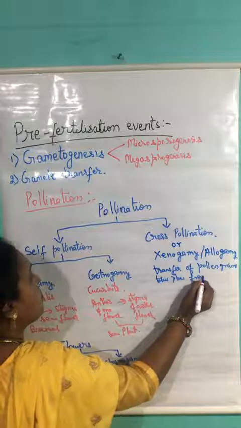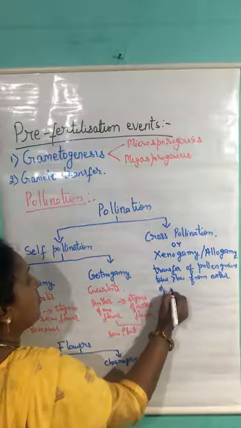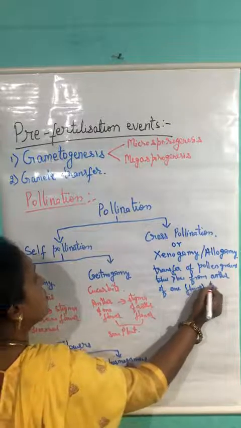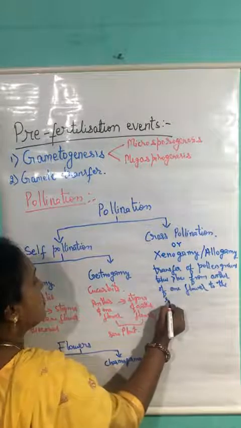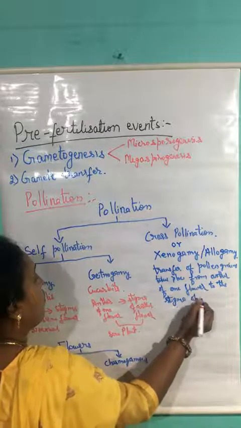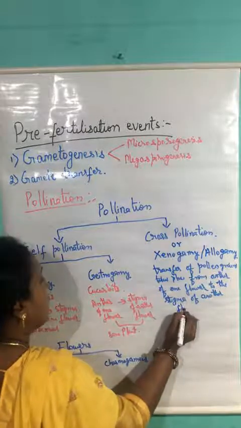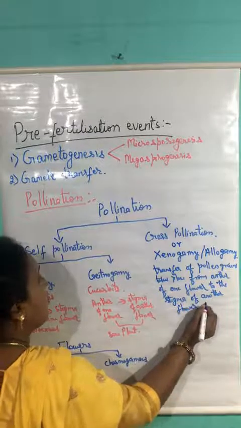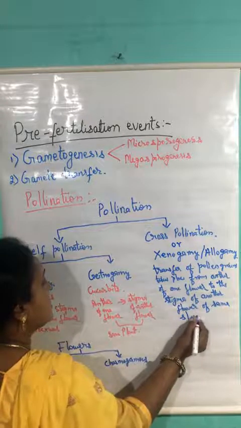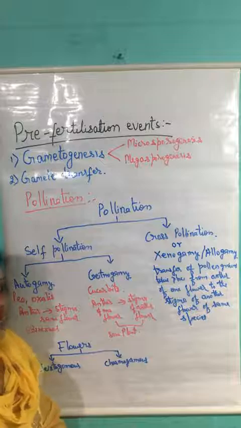from the anther of one flower to the stigma of another flower of the same species.